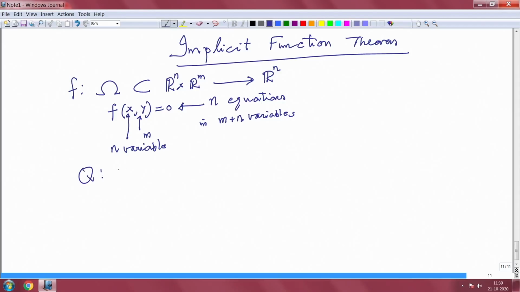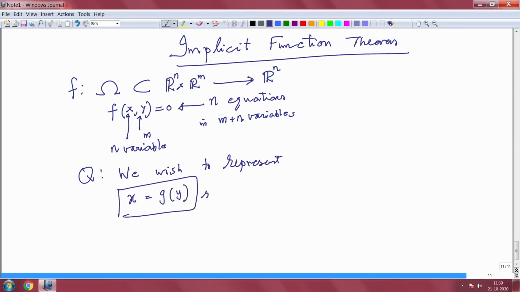Okay. So, the question is, we wish to represent x in terms of y. So, you want to solve this such that f of (g(y), y) equals 0. So, that is precisely what you do. When you have x squared plus y squared equal to 1, you want to represent y in terms of x or x in terms of y. So, here you want to represent the n x variables in terms of the m y variables. So, you are looking for this kind of solvability.